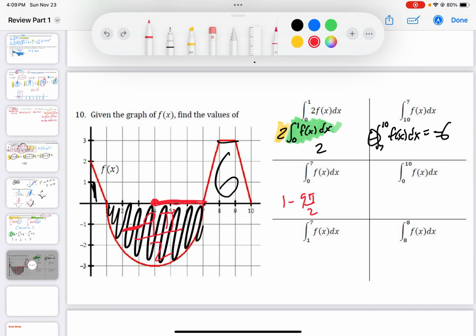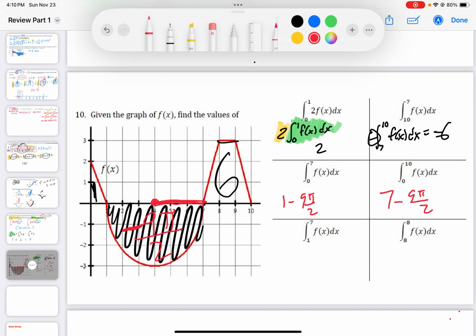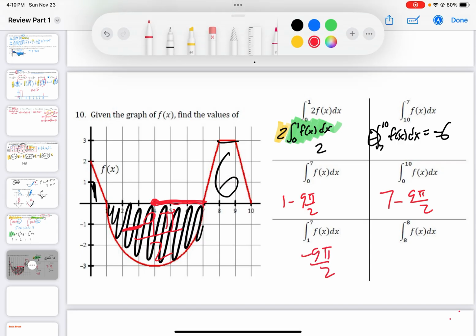All right, from 0 to 10, all of it. So was it 6 plus 1, so 7 minus 9 pi over 2. All right, 1 to 7, we just found that one is negative 9 pi over 2. And if the limits of integration are the same, it's 0.